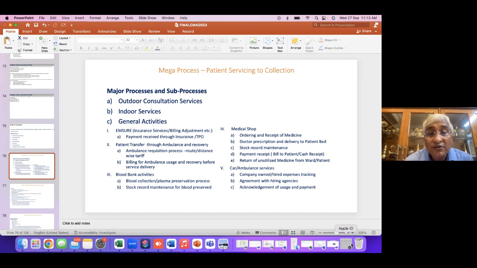Now the patient transfer through ambulance and recovery, that is another service which is provided by many hospitals, that they have their own ambulance service. They pick up the patients from the respective residences, for which they charge separately. So the ambulance requisition process, billing for availing that service, and also the operational aspect of the ambulances, because maybe they are collecting the patient from say a 10 kilometer area.